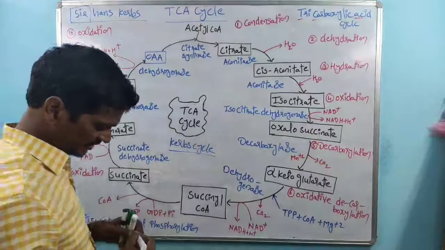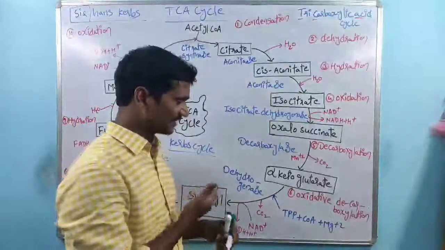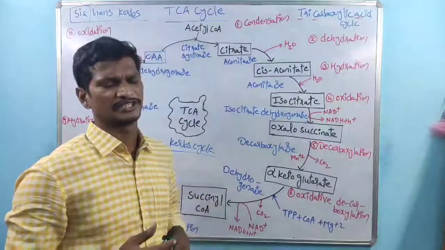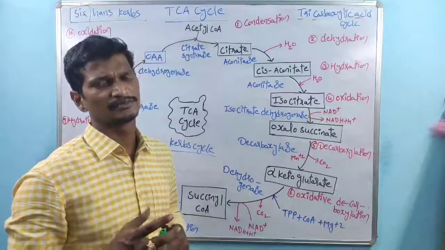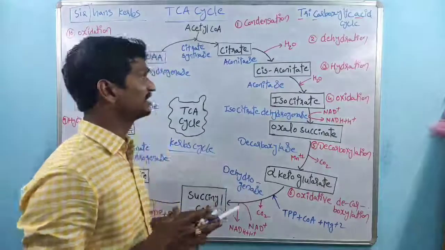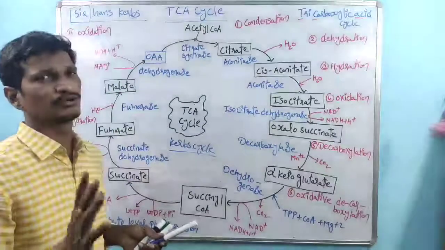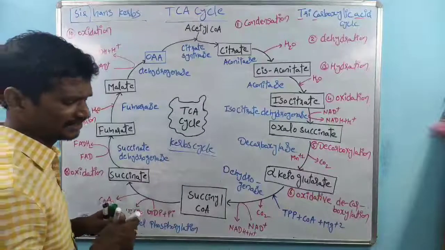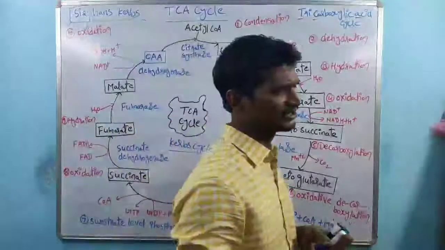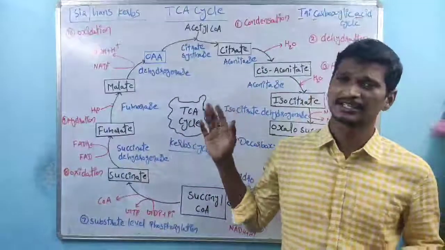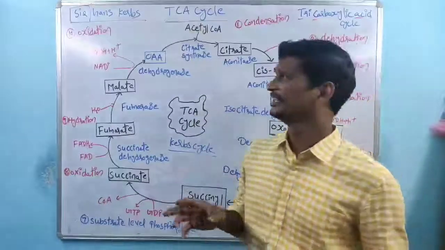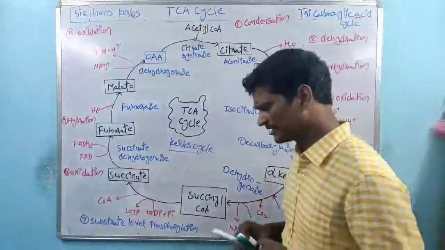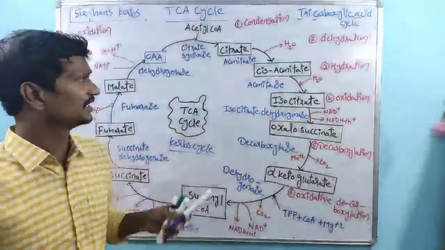Why is he respected? Because he identified this cycle by using radiolabeled substances, especially carbon radiolabeled substances, and he got the Nobel Prize. That's the reason why Sir is added before his name. So his name is Sir Hans Krebs. He got the Nobel Prize for the identification of the TCA cycle. So that is about the TCA cycle.